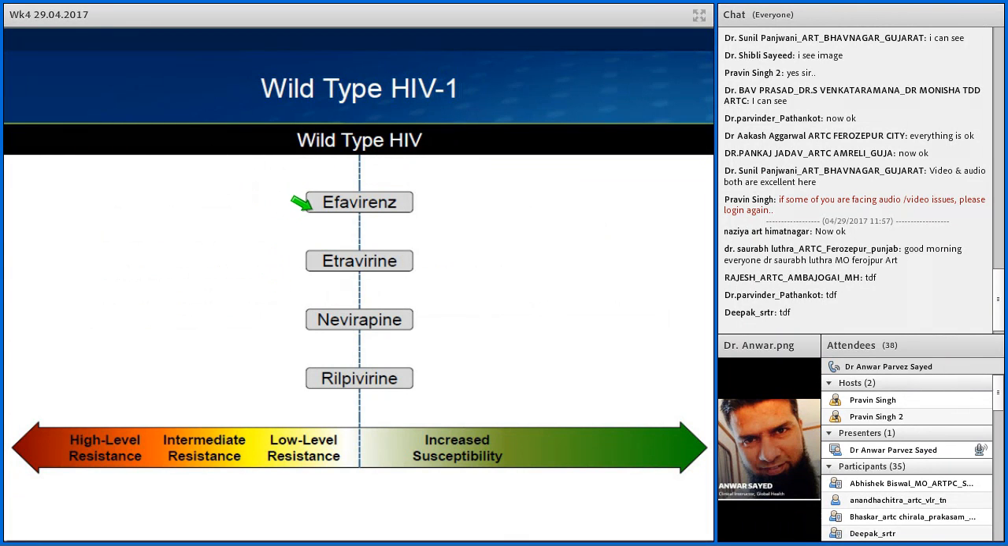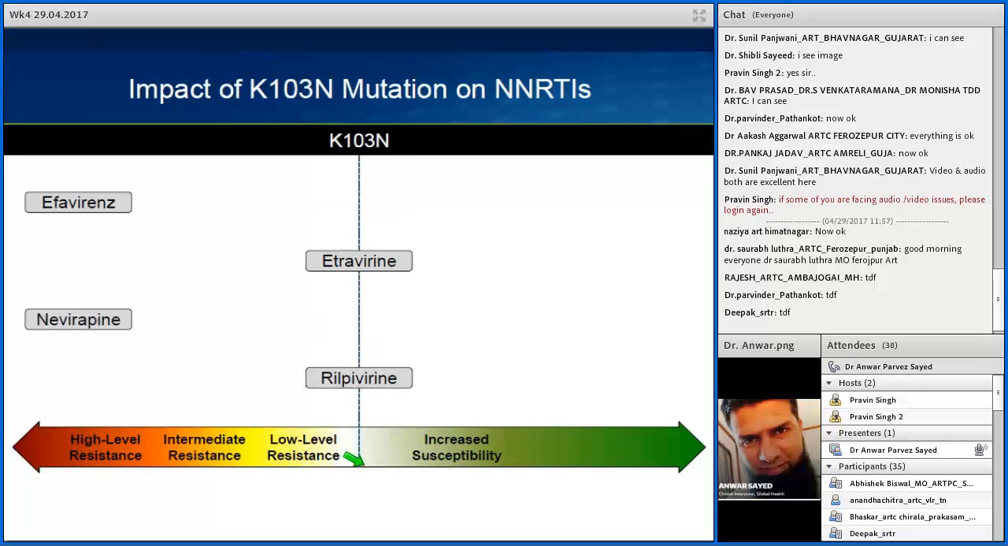So this is for NNRTI. These are the NNRTIs listed here for the wild type of the virus. This is the susceptible one. Left side is resistance, right side is susceptibility, increased susceptibility. So if you have K103N on NNRTI, efavirenz and nevirapine will be out, but there will still be sensitivity to etravirine and rilpivirine. These are not affected by K103N, which is basically a mutation for these two drugs.